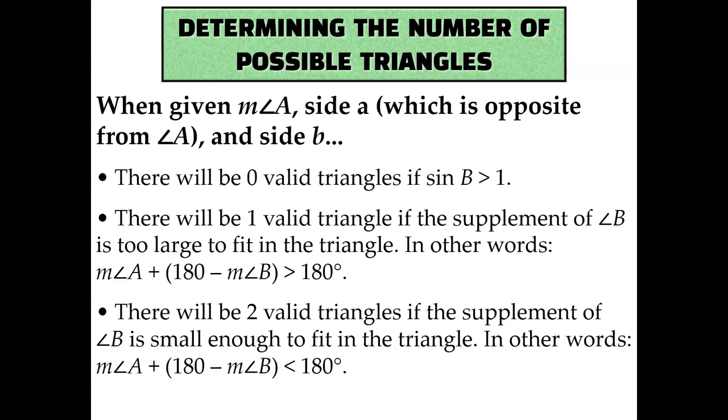And finally, there will be 2 valid triangles if the supplement of B is small enough to fit into the triangle.